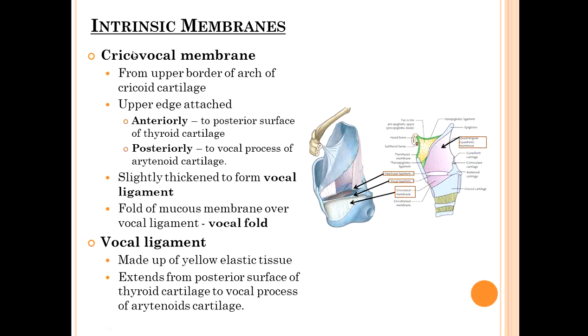So three things to understand: one is membrane, one is ligament, and one is fold. Fold means vocal fold, and it is a fold of mucous membrane. Ligament means thickening of the cricovocal membrane. So what is the vocal ligament? It is made up of yellow elastic tissue. It extends from the posterior surface of thyroid cartilage to the vocal process of arytenoid cartilage. Here it is, from thyroid cartilage to the vocal process of arytenoid cartilage.